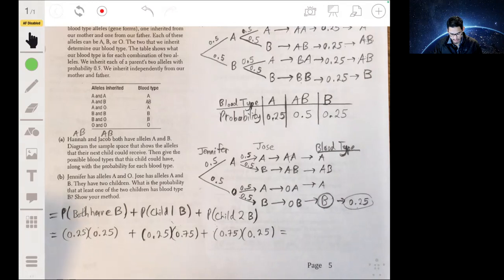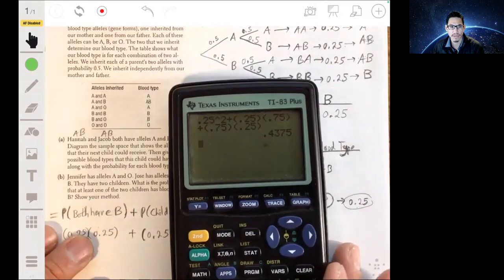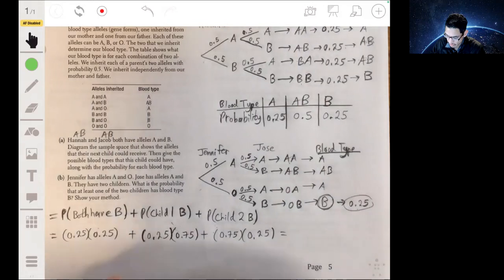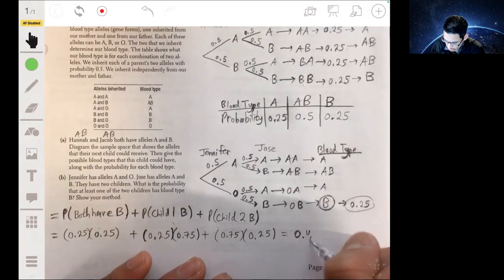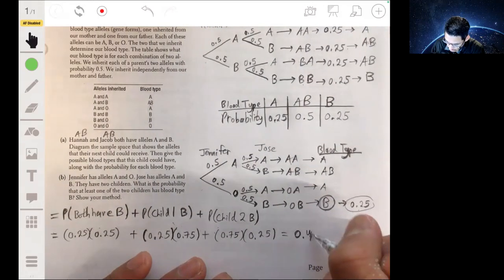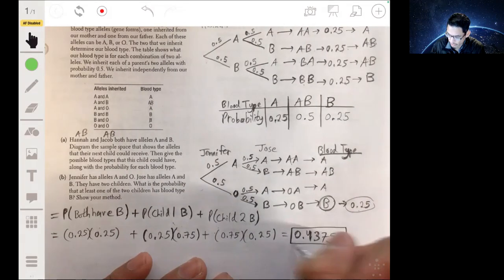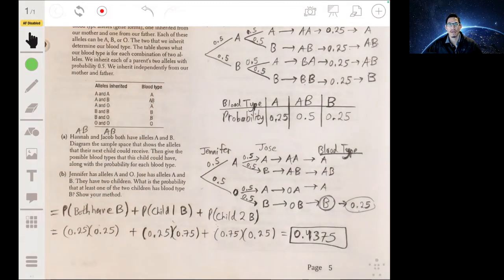Let's see what we get. Doing it on my calculator, we have a probability of 0.4375. And there we go.